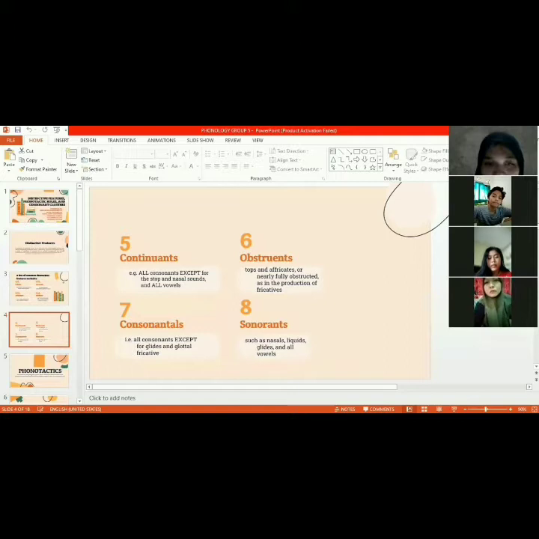And the last one, there is sonorants. Sonorants are produced without the obstruction found in stops and affricates, or fricatives. That is the types of distinctive features.